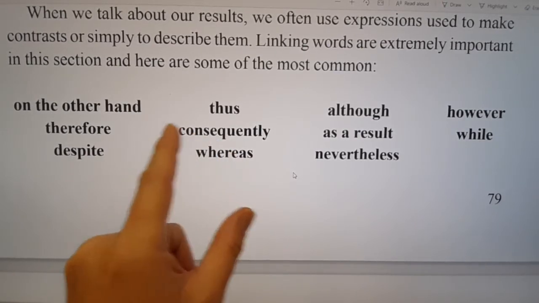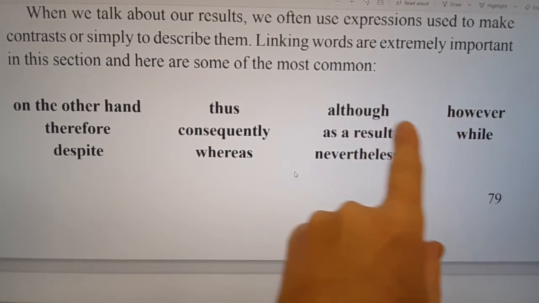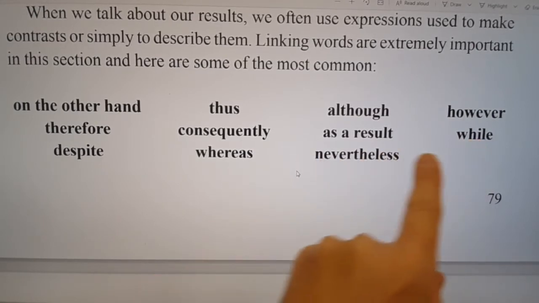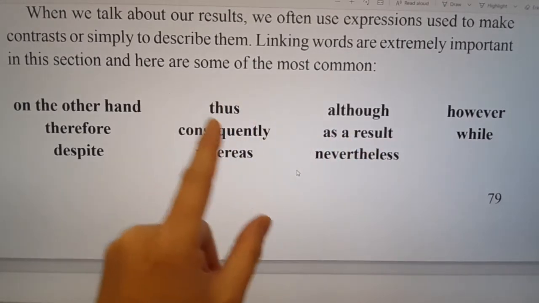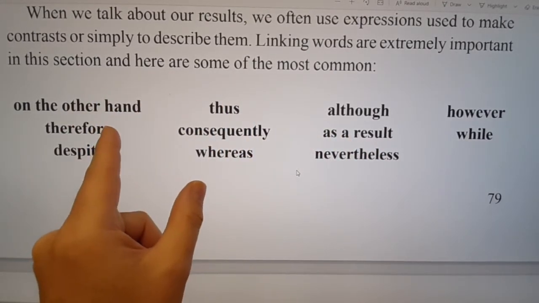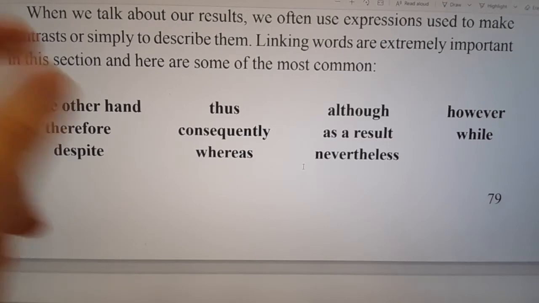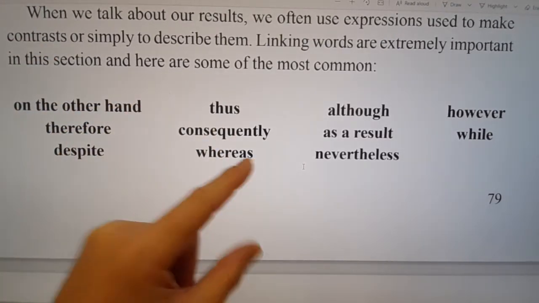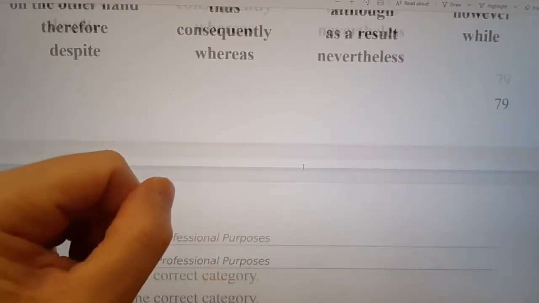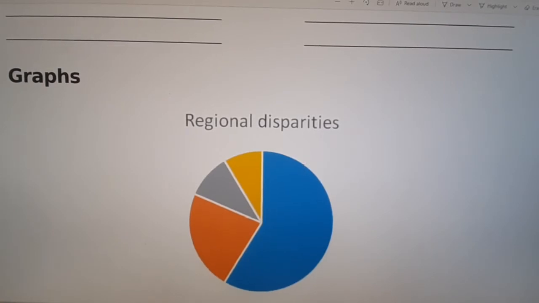The other words here, however, of course, is a contrast. While is also a contrast as well. Many of the other ones, though, therefore or thus, these ones describe your results. So they're causal. That means that something happens causing the result. All right, anyway, so I want to go more to our graph.